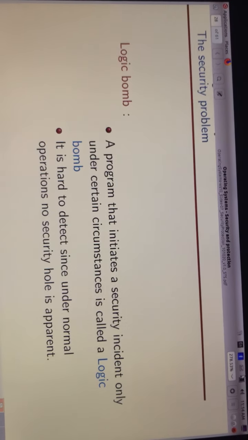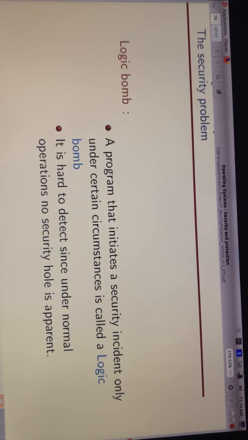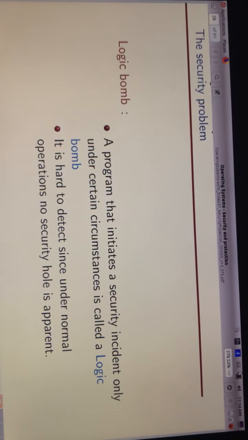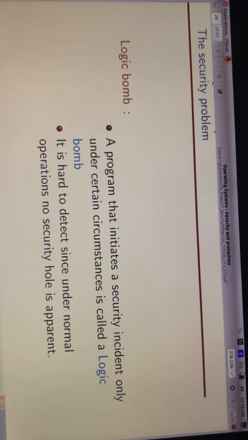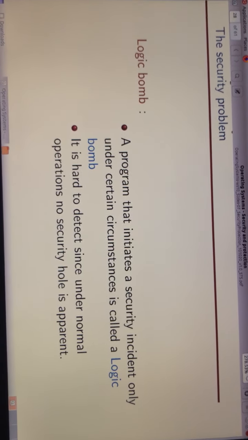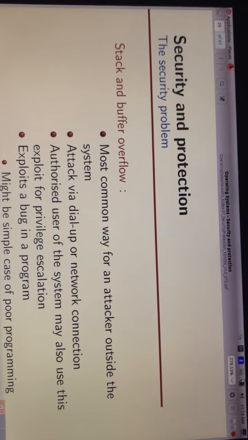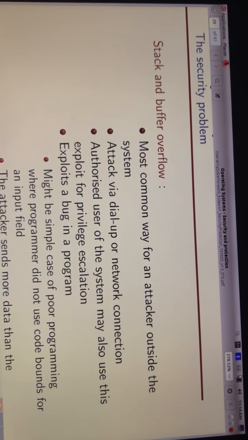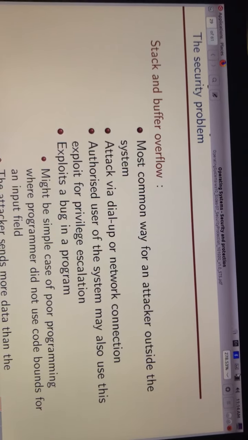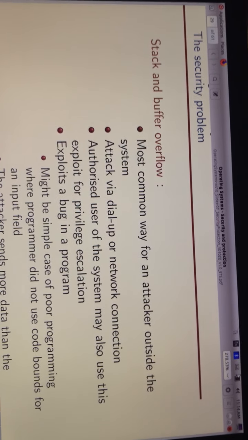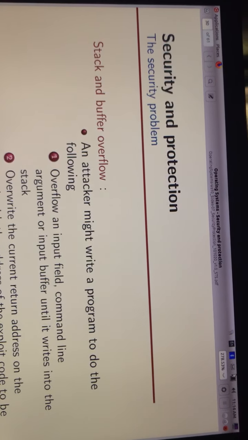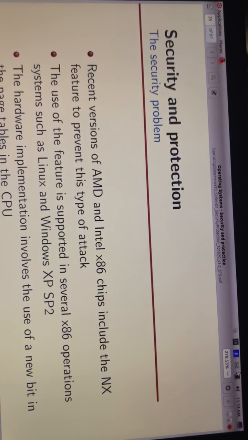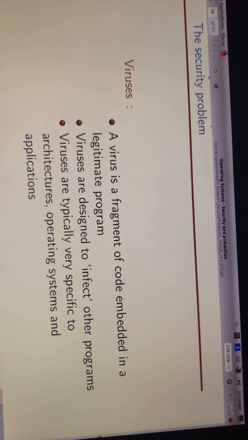Then the third one is logic bomb. A program that initiates a security incident only under certain circumstances is called a logic bomb. It is hard to detect since under normal operations no security hole is apparent. Then stack and buffer overflow: the most common way of attack from outside the system, attack through a dial-up network. So it is a physical problem. Then we are moving to what viruses are.